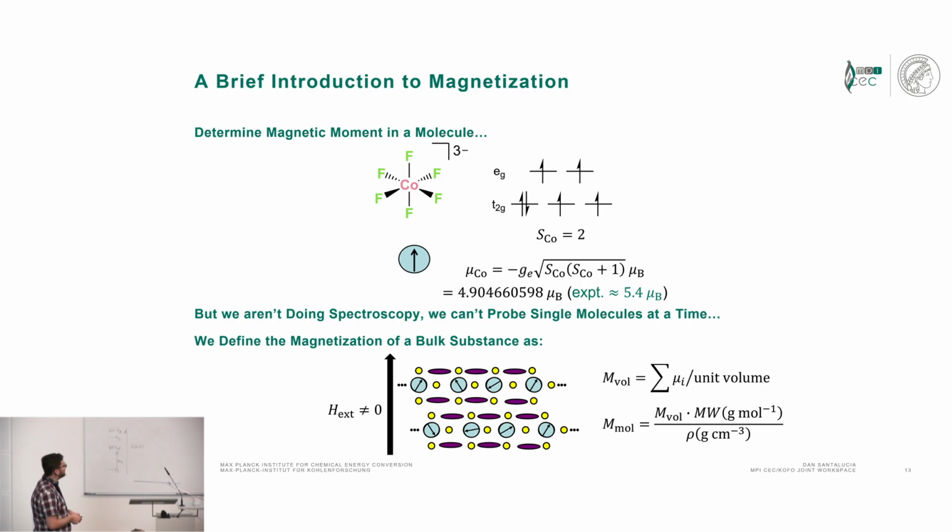And what's going to happen then is we're going to define what's called the volume magnetization, which is just the sum of all these individual magnetic moments per unit volume. This is where these kind of weird units of cubic centimeters are coming from, by the way. It's an artifact of the fact that we're starting at a volume, a per volume type measurement.